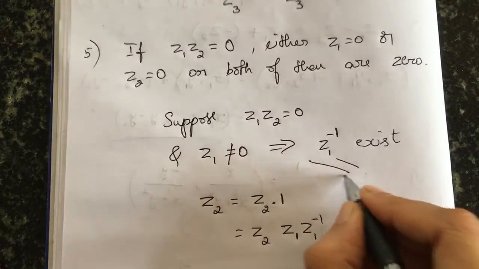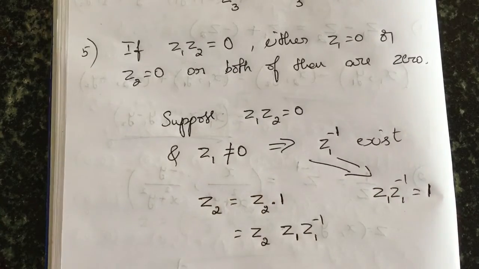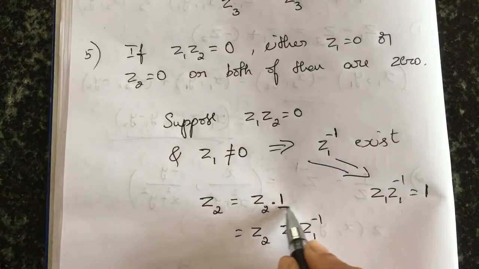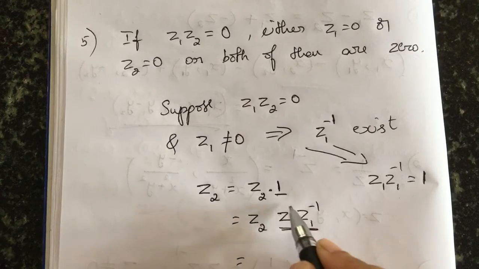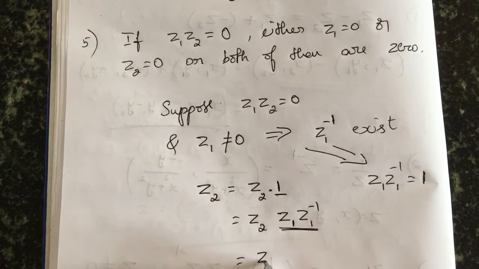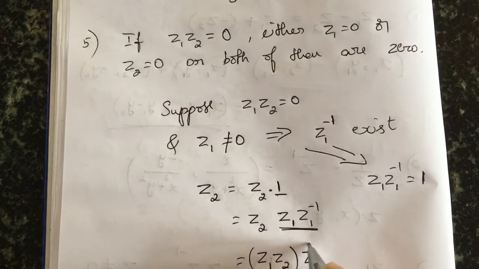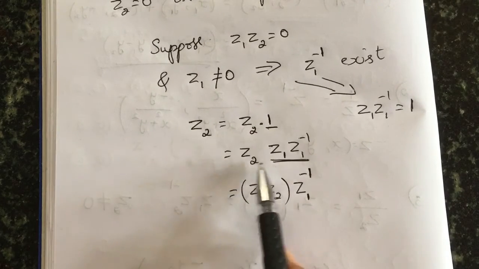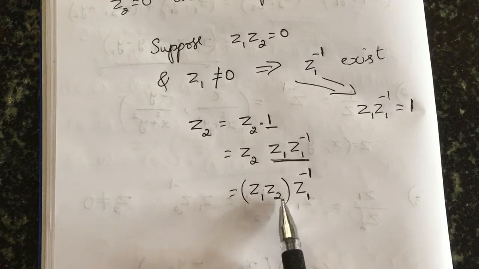When this is true, then z1 inverse is 1. Inverse exists means the product is equal to 1, right? So I'm replacing 1 with this. Now I'll just take up these two. z2 into z1 is the same as writing z1 into z2 into z1 inverse, right? Complex number multiplication is commutative.